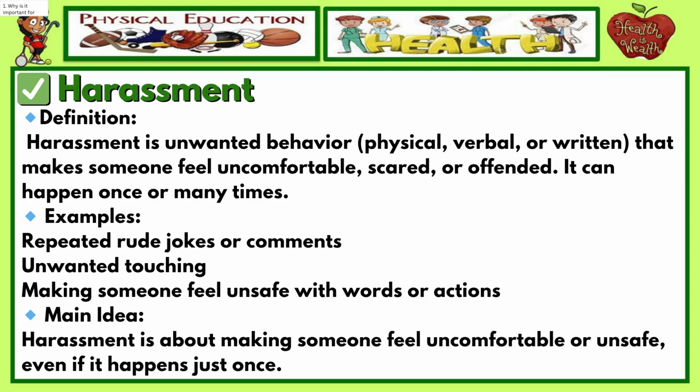Now, what is harassment? Harassment is unwanted behavior, physical, verbal, or written, that makes someone feel uncomfortable, scared, or offended. It can happen once or many times. Examples: repeated rude jokes or comments, unwanted touching, making someone feel unsafe with words or actions. Main idea: harassment is about making someone feel uncomfortable or unsafe, even if it happens just once.